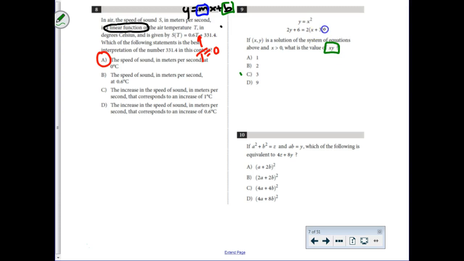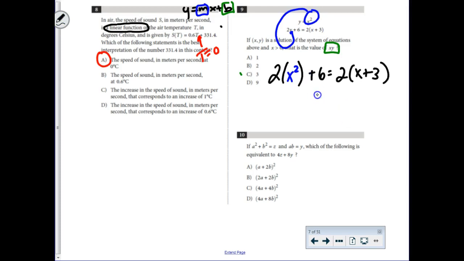This feels like a really good substitution problem. Because remember, there's a few methods for solving these, but substitution seems like the way to go. So y is x squared. That means anytime I see a y, I can substitute an x squared for it. So 2 times x squared plus 6 equals 2 times x plus 3. Okay, bit of bad news. We do have a quadratic. This is a 2x squared plus 6, and then distribute carefully. This is a 2x plus 6. Oh, that's not too bad.